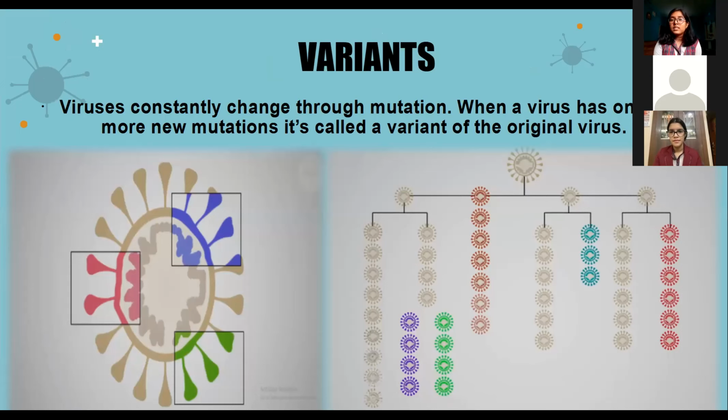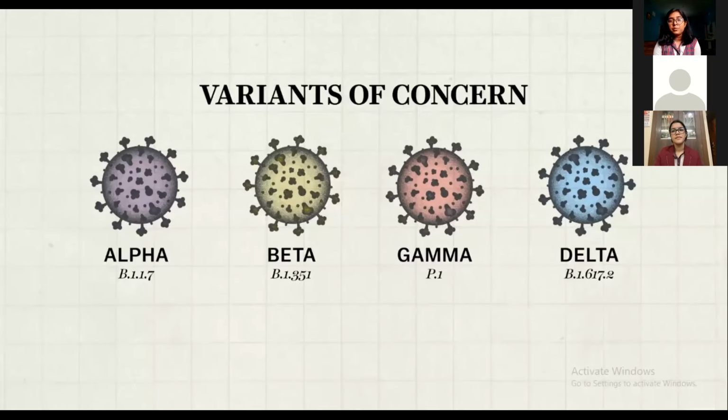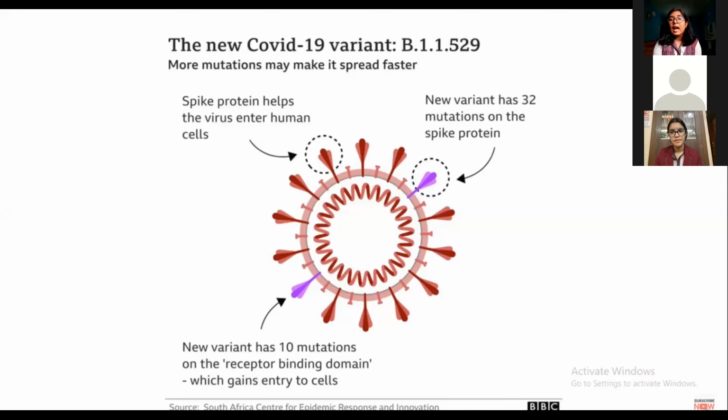And some of the variants of concern for coronavirus are alpha, beta, delta, gamma, and the omicron. They have changes in the spike proteins that helps it to bind with the human cell and makes the virus more transmissible. Moving on to the next slide.